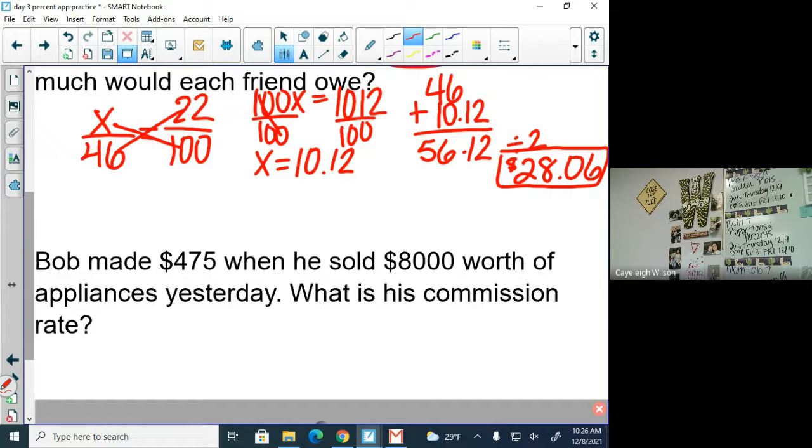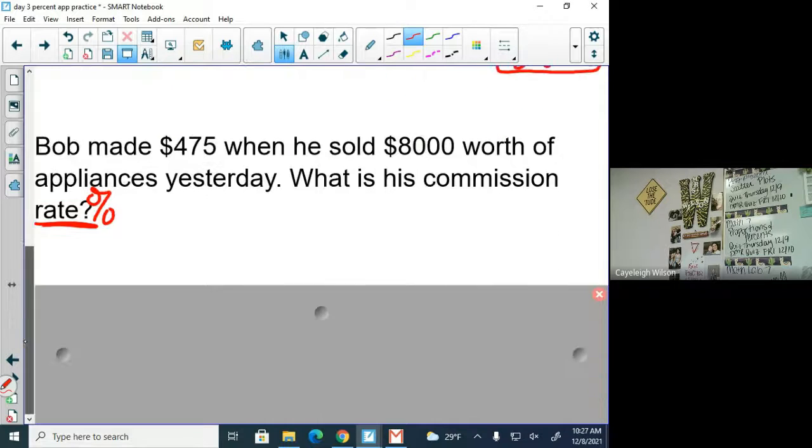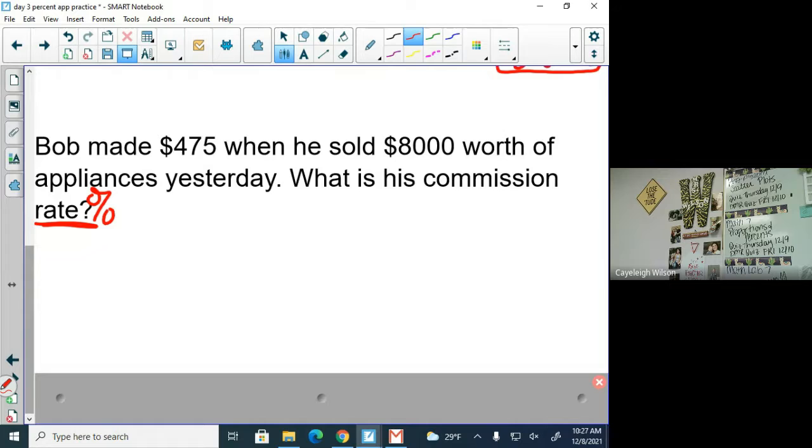Let's see who listens to me. What other word is rate for? Percent. The word rate is a percent. So if you didn't know that, you should probably have that down. Rate is a percent.